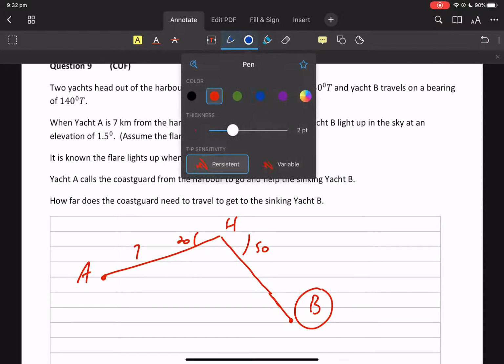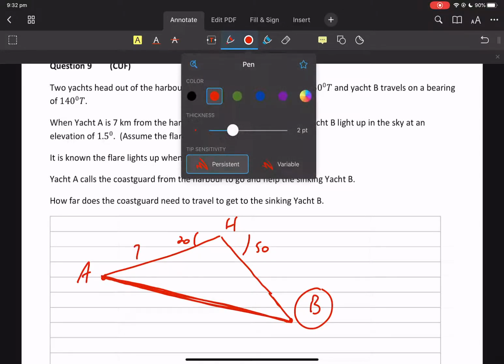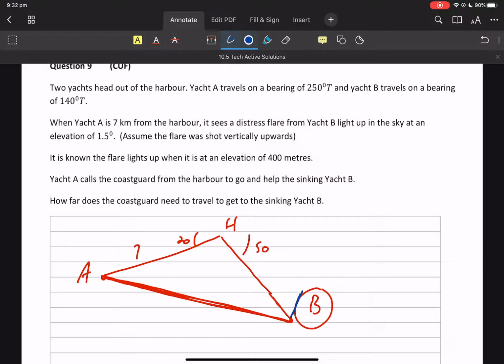So this red line is on the water. That's on the water, the distance between A and B. When the flare goes up, you've got to pretend that that's vertically up in the air, straight up off the water. So they're different triangles. And that's my 1.5 degrees, so it's going straight up. And this height here is 400 metres. That's a bit of a tricky thing because everything's in kilometres, so that's 0.4.